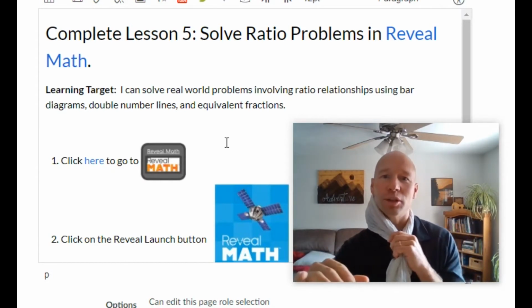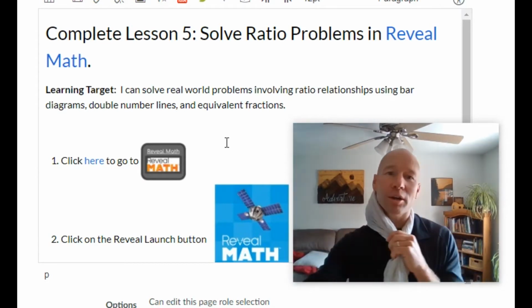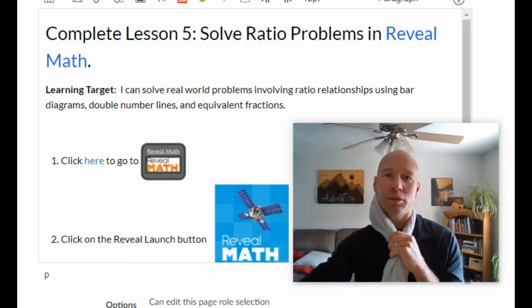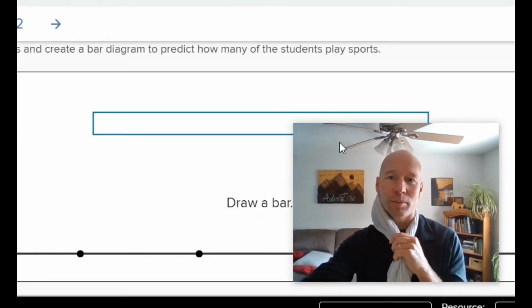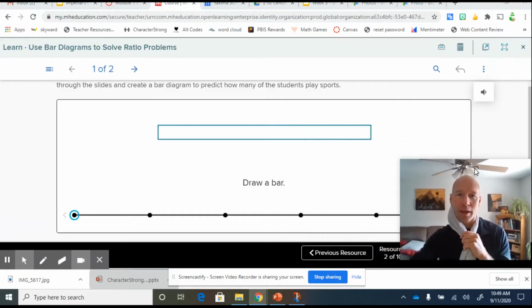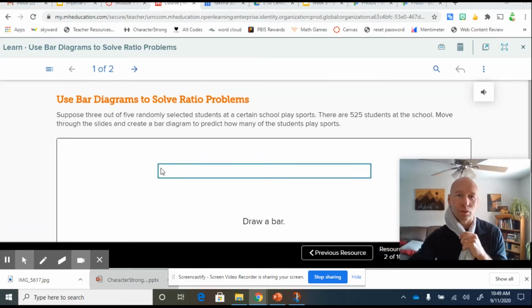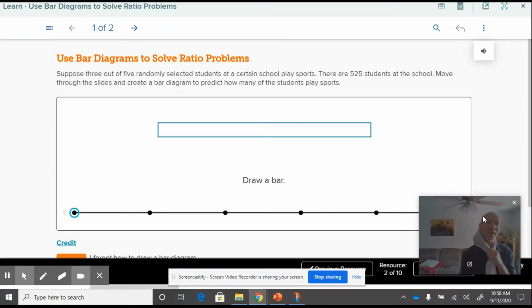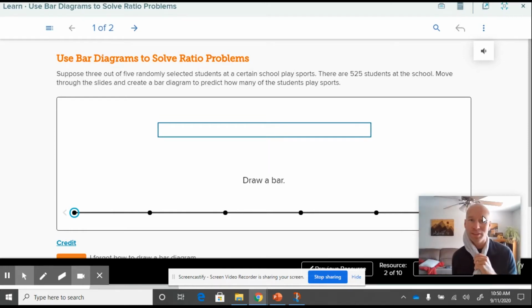And the first thing we're going to do is we are going to use bar diagrams. Now, what's a bar diagram? Well, you're going to go into your Reveal Math right now, and we are going to use a different question. All right, so suppose 3 out of 5 randomly selected students at a certain school play sports. There are 525 students at the school.